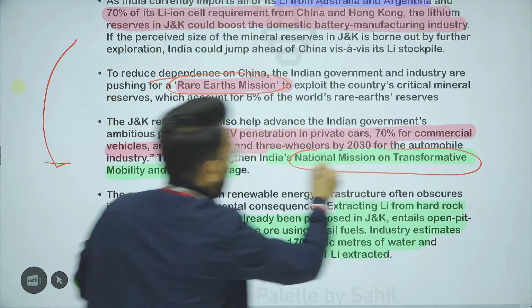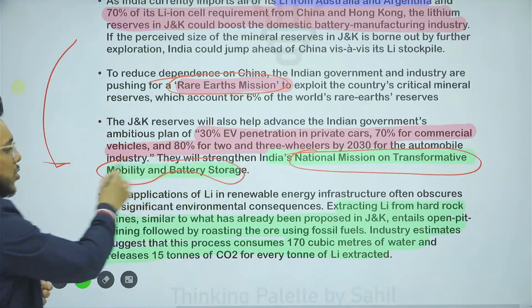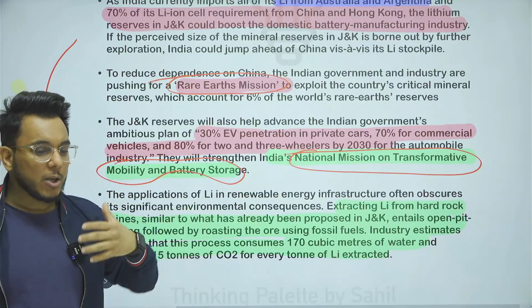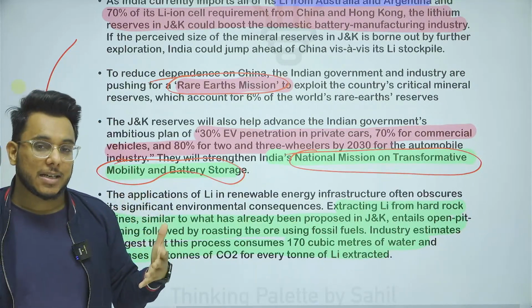National Mission on Transformative Mobility and Battery Storage. We need to transform the mobility sector in India.